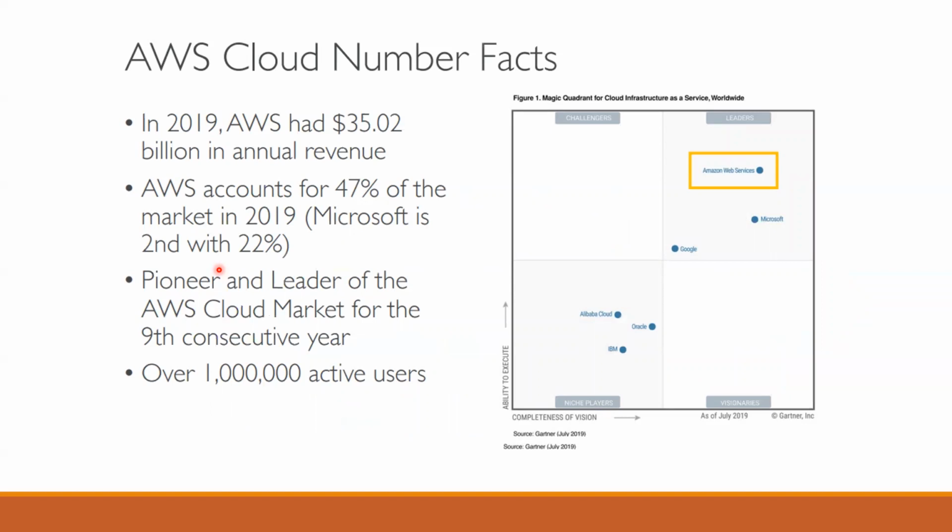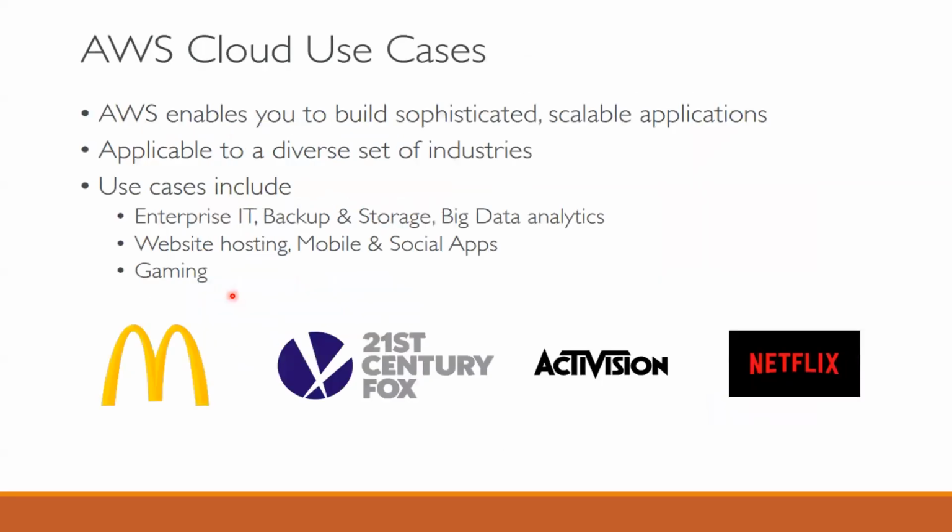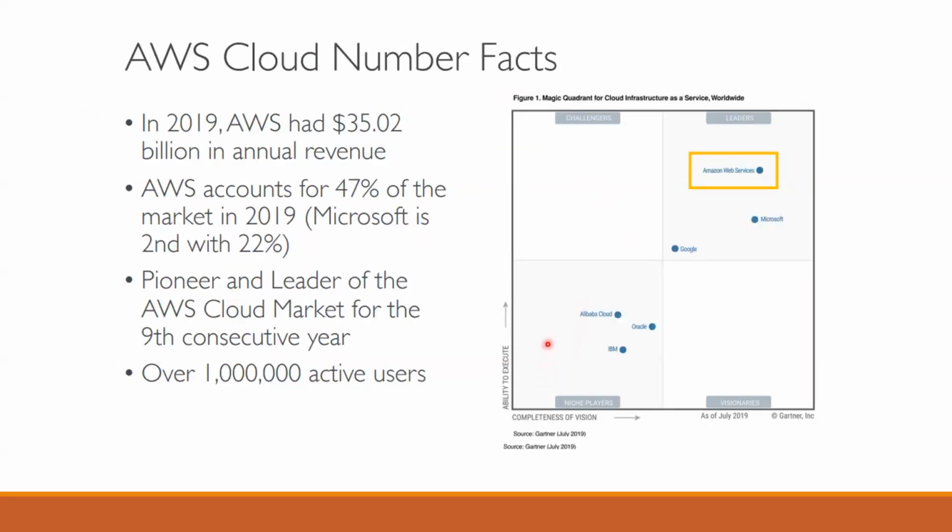AWS cloud market. Who are the leaders? Amazon Web Services is the leader, then Microsoft Azure, and Google Cloud, GCP. In 2019, AWS had about 35.0 billion in annual revenue. AWS accounts for 47% of the market in 2019. Microsoft is second with 22%. AWS is the pioneer and leader of the cloud market for the ninth consecutive year. Over 1 million active users are there in AWS. What are the challengers? There are no real challengers. The niche players are Alibaba Cloud, Oracle Cloud.